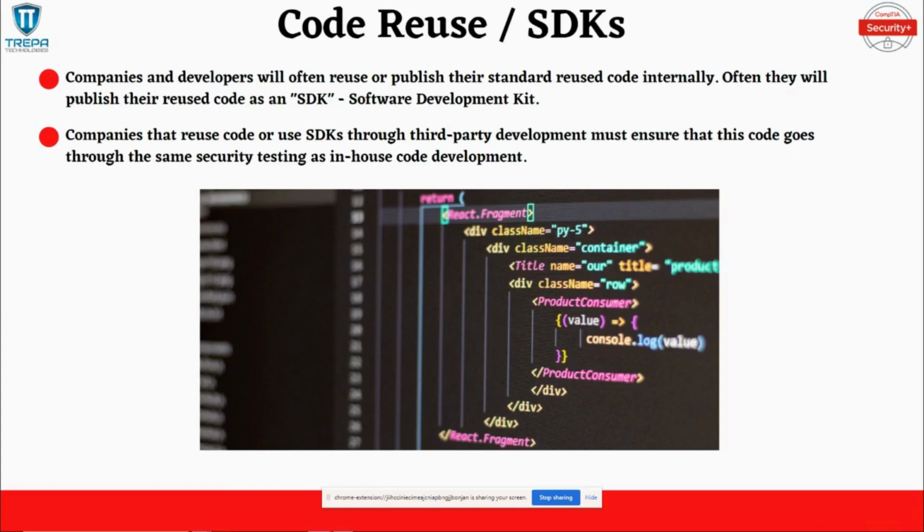Another thing companies and developers will do is they will reuse code, right? So you don't always want to reinvent the wheel. So let's say you're developing a website and you have the same HTML format for your homepage, for the contact us, for the about us page. Are you going to want to type all that code again? No. So you're going to reuse that code. And sometimes we can repackage this code and make what we call an SDK, or a software development kit, that we can distribute to our developers.